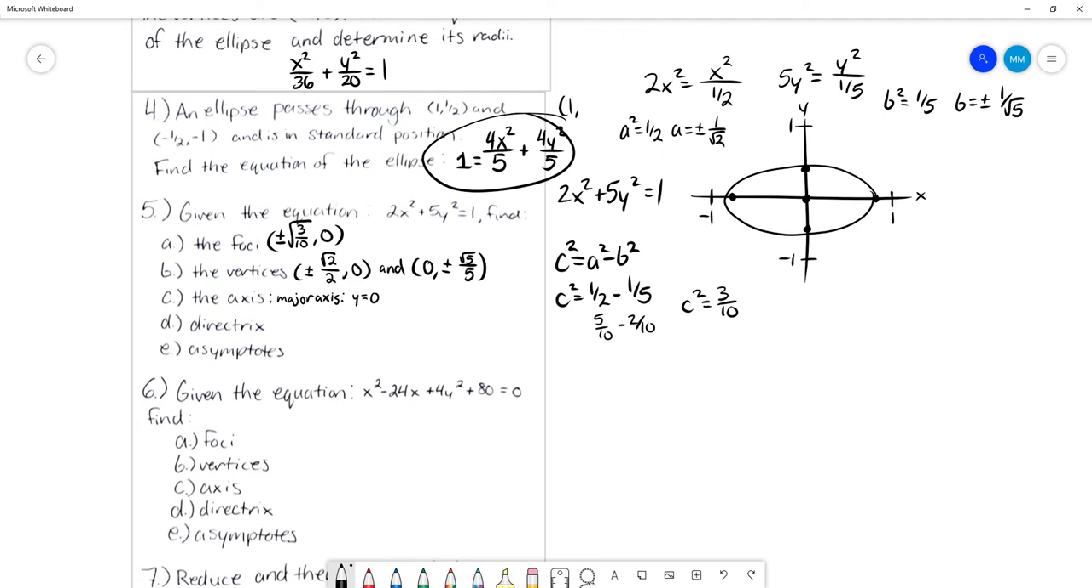I don't believe an ellipse has a directrix, or I think that they technically do, but we're going to say D and E does not exist. And of course there are no asymptotes here either, so that does not exist.